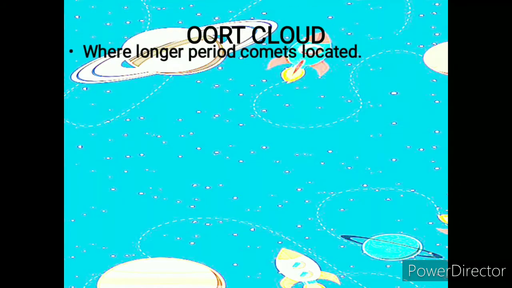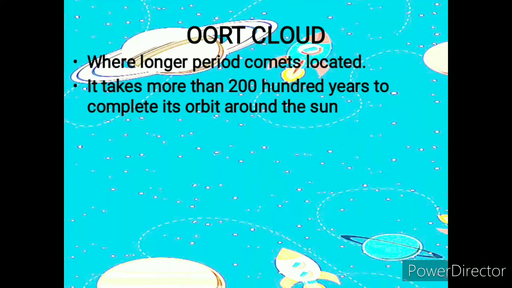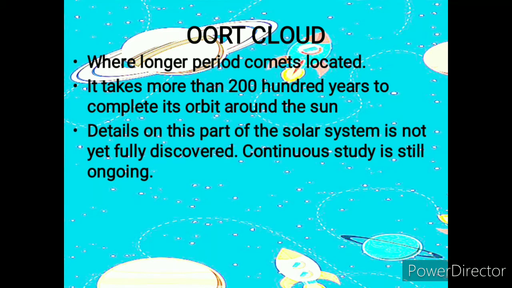Next, let's talk about the Oort cloud. So what is this Oort cloud? When we say Oort cloud, this is where the long period comets are located. It means that for these comets to complete their revolution around the sun, it takes them more than 200 years. Okay, the details on this part of the Oort cloud are a little limited and still waiting to be discovered.